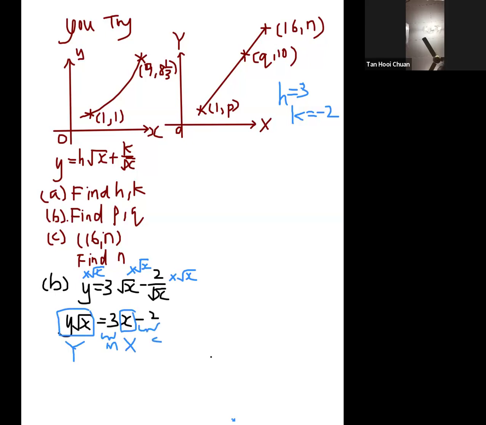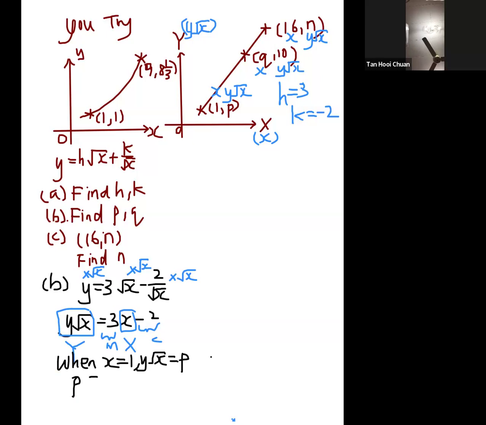So I sub in grade x equal to x, grade y equal to y with x. So you sub in 1 by 1. This is x, this y with x, this x, this y with x. You sub in 3 sets 1 by 1. I show you. When x equal to 1, y with x equal to p. So p equal to 3 times 1 minus 2. Answer p is 1.